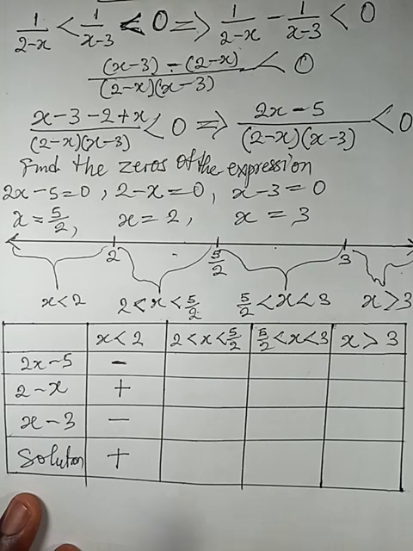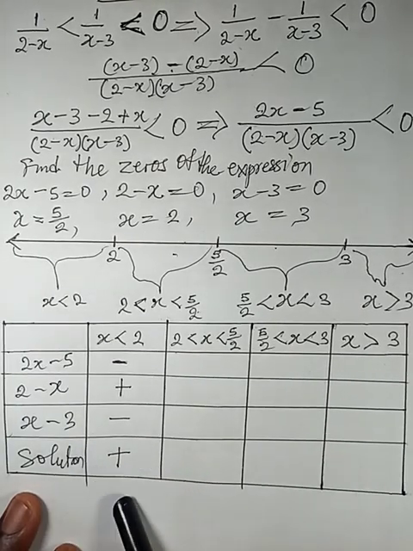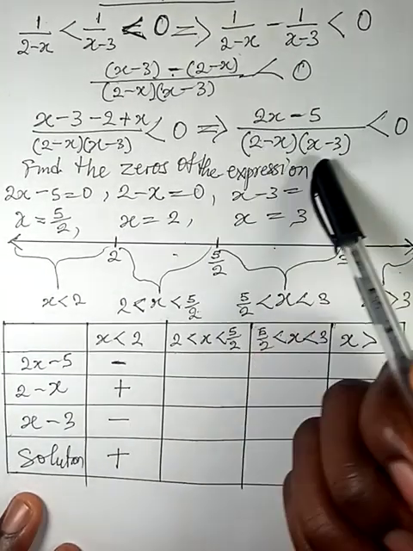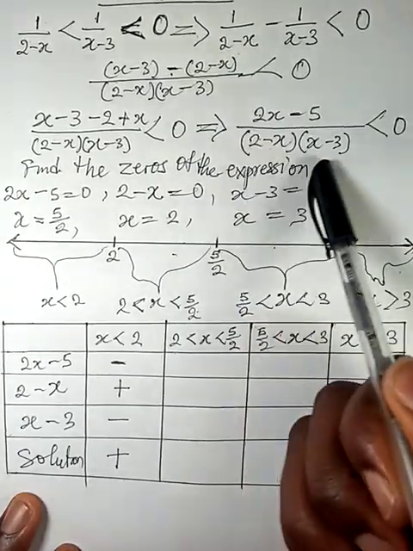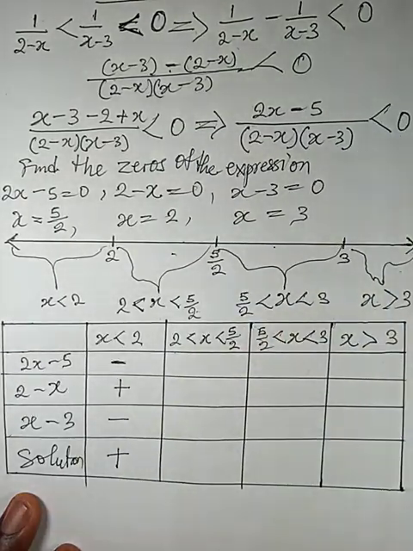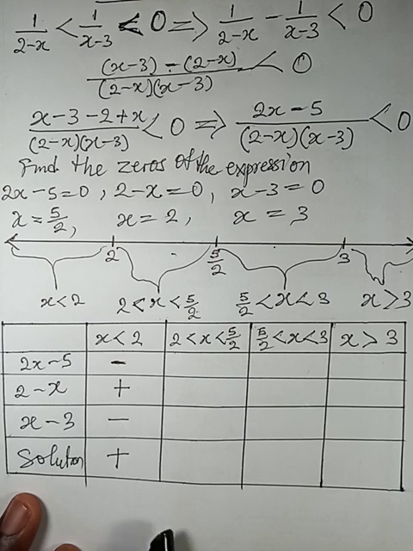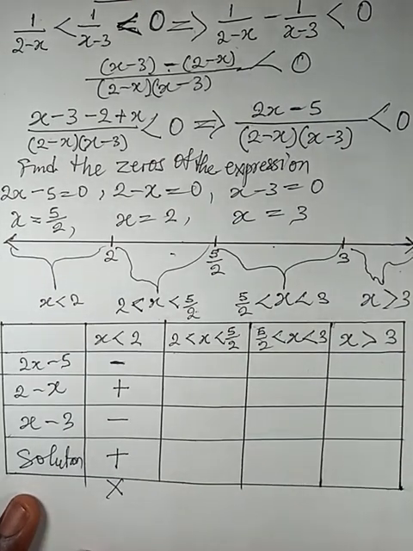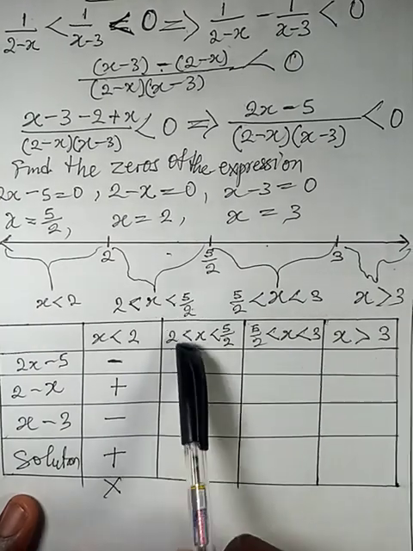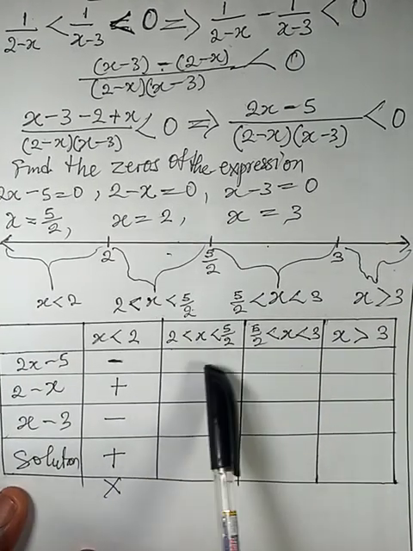And we are not interested in the solution that will give us positive, because this is telling us that what we have here is less than 0. And numbers that are less than zero are negative numbers. So this is not going to fly. We're not going to take this. Now we'll go to the next interval.